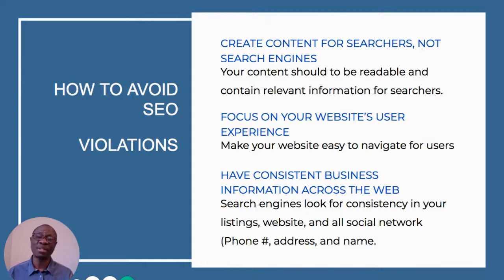Then have consistent business information across the web. Let me touch a little bit on link building. Let's say you created your business profile on Google My Business and you've created one on Yelp. Make sure that the information you're providing in your profiles, like your address, your phone number, and the name, is consistent across these directories, sites, and all social networks. Try as much as possible to have this consistency in all your listings, then you're good to go.